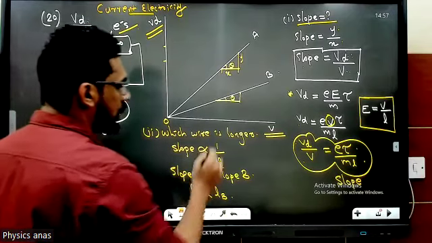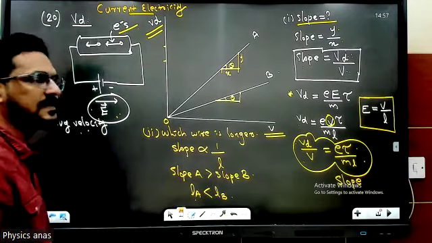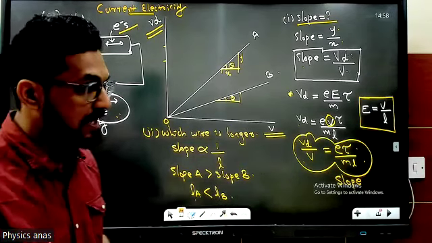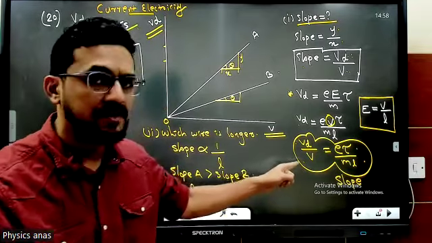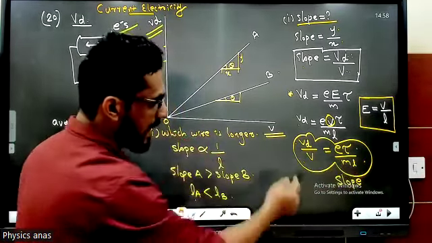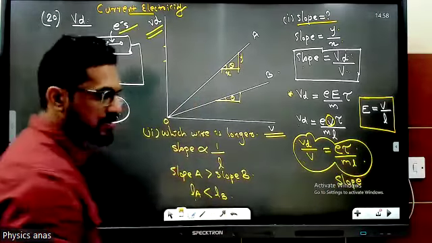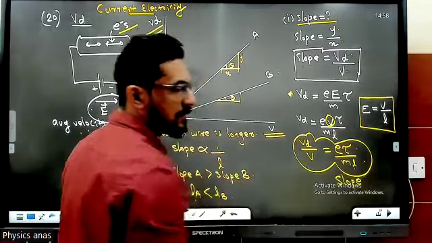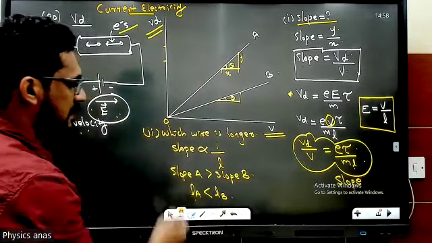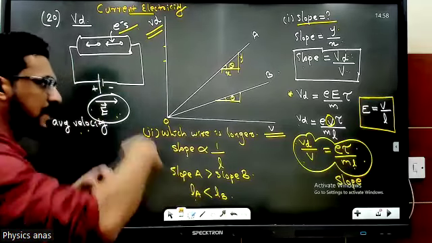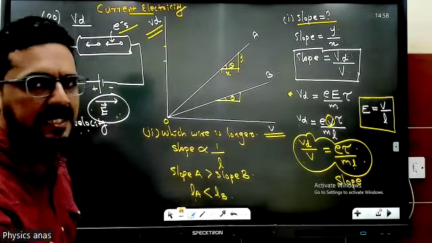And which wire is longer? That is the second question. Looking at that equation, you will understand there is a relation between slope and length. Slope and length are inversely proportional. This is the slope, and in the equation there is a term for length L. That means slope is inversely proportional to length. If slope is increasing, length will be decreasing.